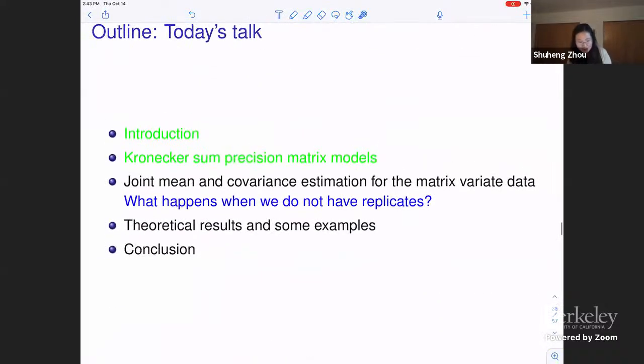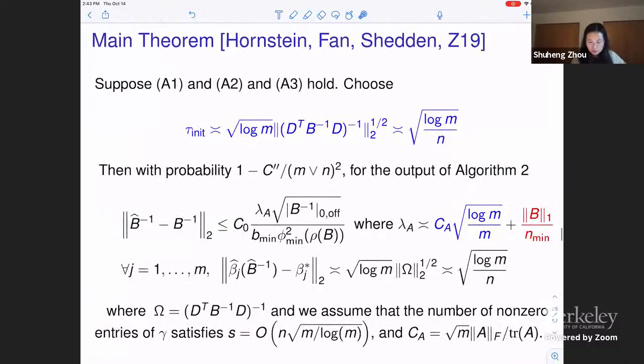Okay, so I guess I talked so far about the Kronecker sum precision models. So how many minutes do I have? I know we started a little bit late, but I didn't recall the starting time. So maybe 5 to 7 minutes. Okay, great, thank you. Okay, so let's go back to the matrix variate data.